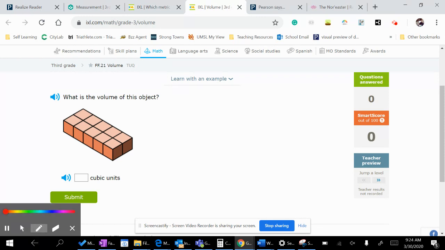If that gets easy for them, or if they're able to catch that pretty quick, I would like them to actually try FF21 volume, which is actually 4th grade stuff. So it's interesting to see what they can do.